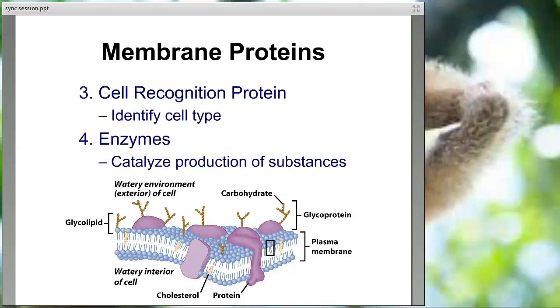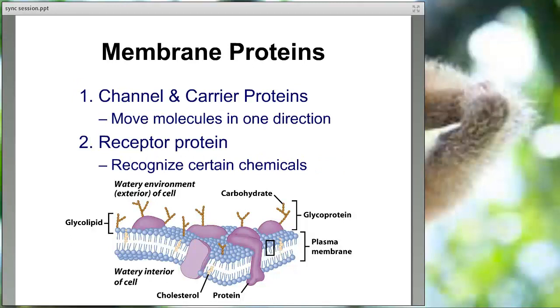And an enzyme, sorry guys, what was the second one? Back here?